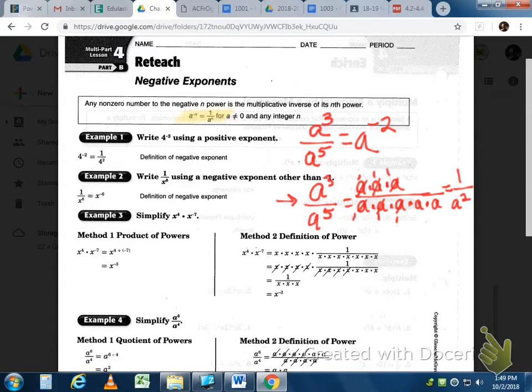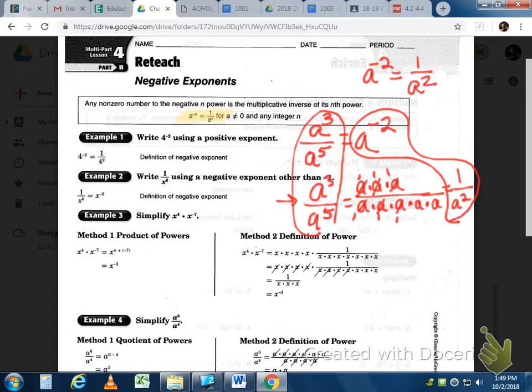So we started at the same place right here, but we ended in two very different places. A to the -2 is exactly the same as 1 over a squared. A to the -2 is the same as 1 over a squared.